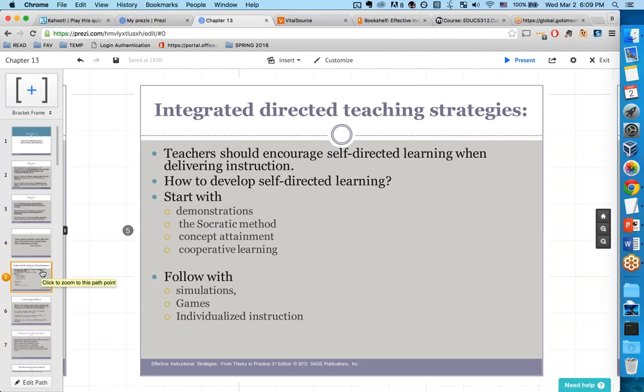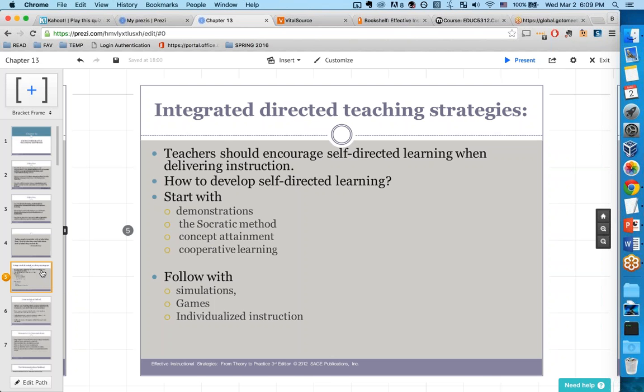So let's take a look at integrated teaching strategies. So teachers typically, our role as a teacher in the classroom is to deliver instruction. When we deliver instruction, we tend to do this on our own, and we try to be the main source of information in the classroom. But then we should be always encouraging students to do their own learning, which is what we call self-directed learning. So how can we develop self-directed learning? We can start with demonstrations.